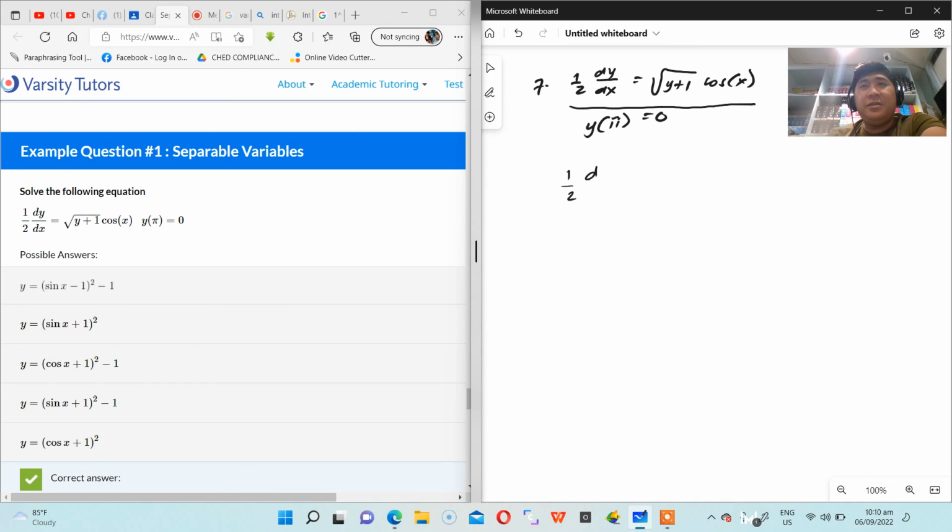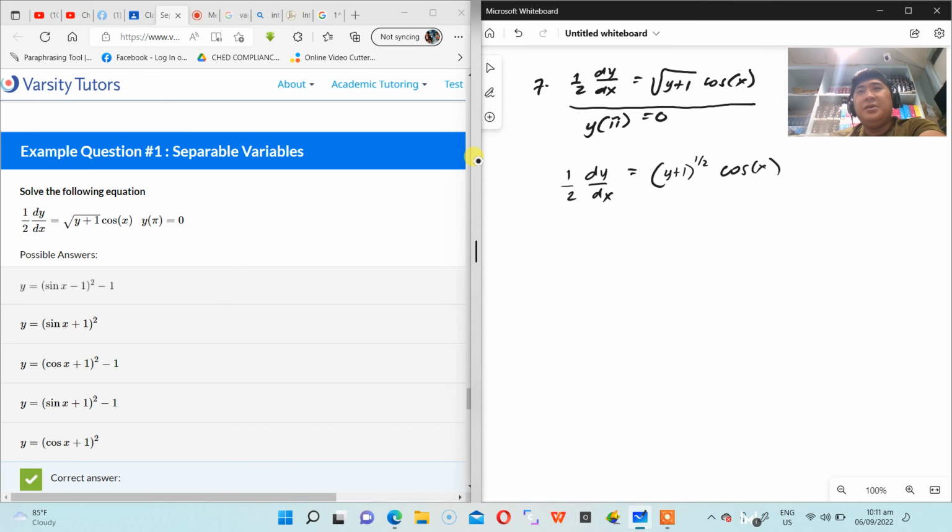1/2 dy over dx equals, we could rewrite this one, right? So the square root becomes an exponent of 1/2: y plus 1 raised to the power of 1/2, times 1/2 cosine of x. So we can transform it like that, so you won't be confused. Don't be confused by the square root. So with this, I think it's much better. So after that, you do transposing it. So 1/2 of that.